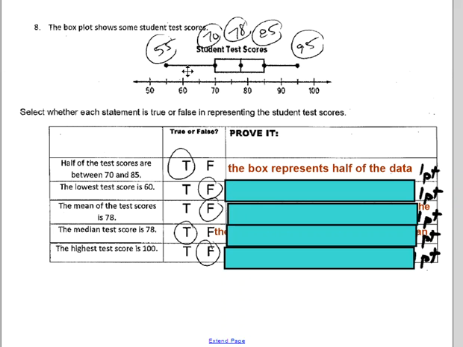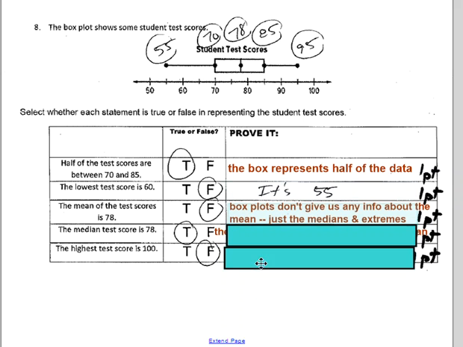The lowest test score is 60. That is not true. It was actually 55, okay? The mean of the test scores is 78. This is false because box plots don't give us any information about the mean, just the medians and the extreme numbers, the highest and lowest. So there's nothing here that gives us information about the mean. So we don't know what it is. I mean, there's a small chance it could be 78, but it probably isn't. And we have no way of knowing what it is.